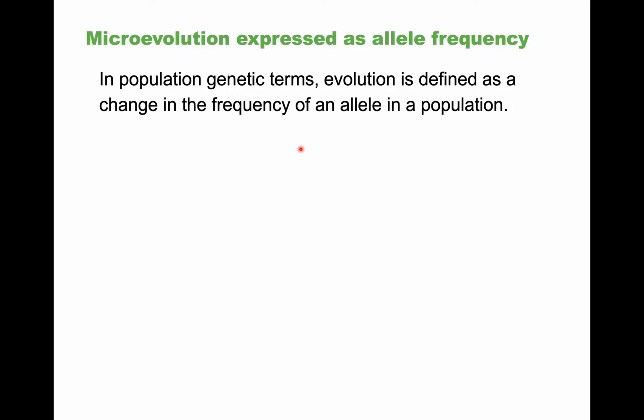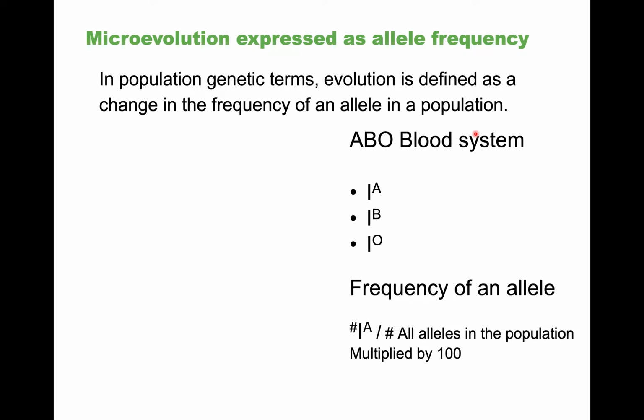So how is the modern way of expressing evolution? Let's look at microevolution first. It is expressed as allele frequency. If you remember, alleles are different versions of a particular gene. So in population genetic terms, evolution is defined as a change in the frequency of an allele in a population over time. As an example, let's think about the human population. In the blood type system in human beings, there are three alleles: the A allele, the B allele, and the O allele.